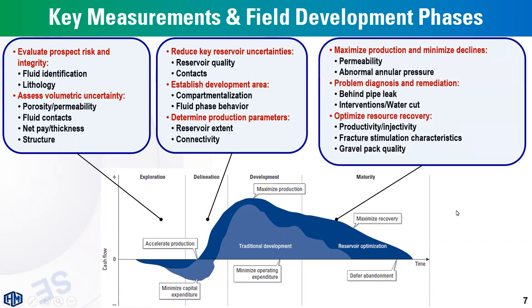Next, in the maturity phase, as mentioned, we have a reduction in production rates. So the objective is to maximize production and minimize decline rate, and also do problem diagnostics and remediation, like well interventions, stimulation operations, servicing of wells, treatment of well problems, like sudden increase in water cuts and the problems of flow behind the casing and so on. And last is the optimization of resources recovery by other techniques like secondary recovery techniques or other stimulation techniques like gravel packing, hydraulic fracturing, and so on.